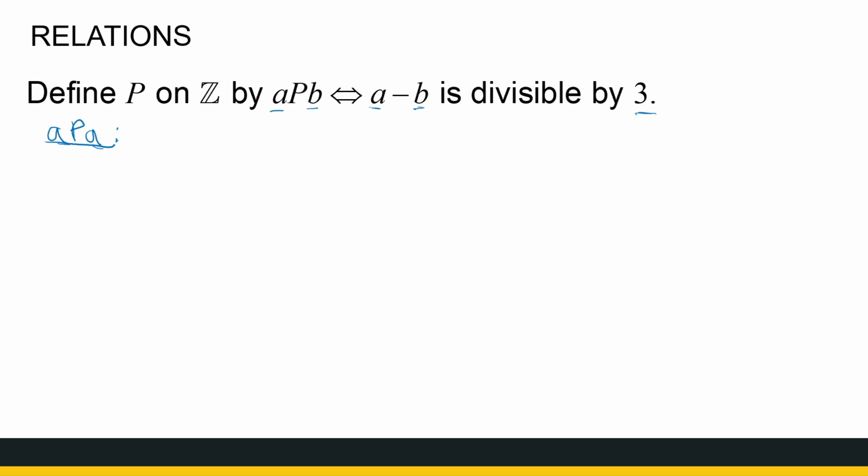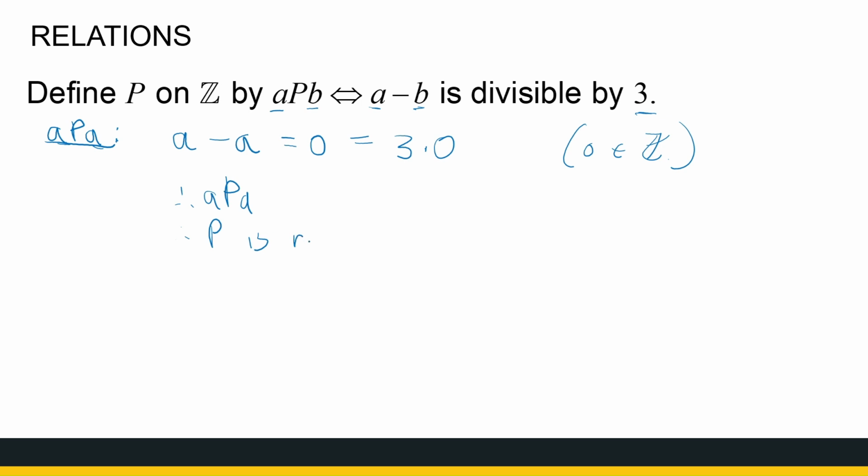But what happens if I've got a number minus itself? A number minus itself gives me 0. Is 0 divisible by 3? Well, from our definition, I must find a number to multiply by 3 to get to 0. Any integer, I've got it. So A minus A is equal to 0. That's the same as 3 times 0. So A minus A is divisible by 3 because 0 is an integer. So it works for the definition of divisibility. So A minus A is divisible by 3, therefore A P A is true. So therefore P is reflexive.